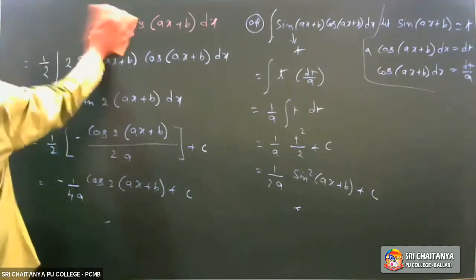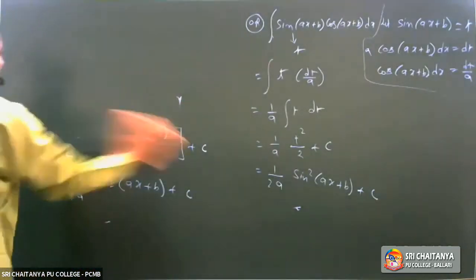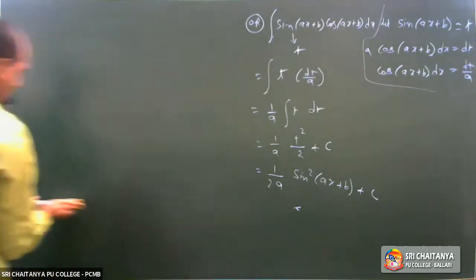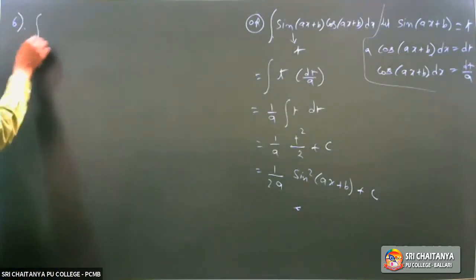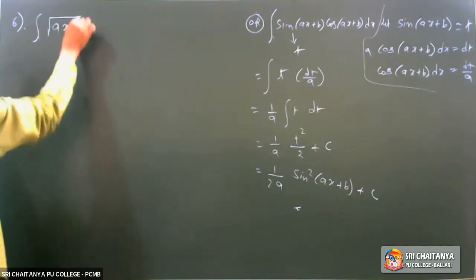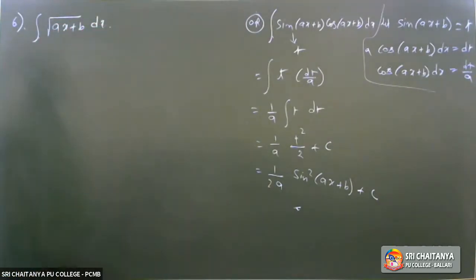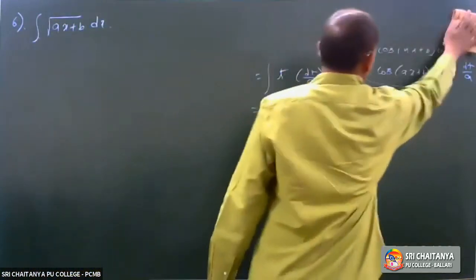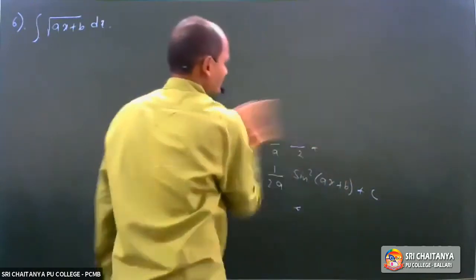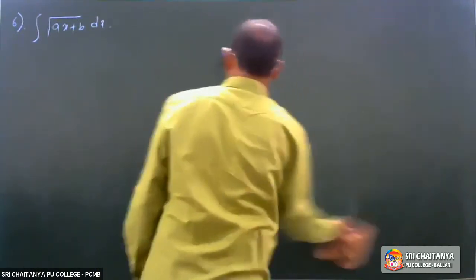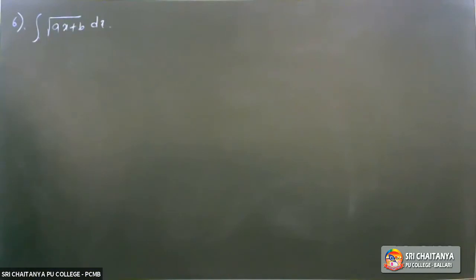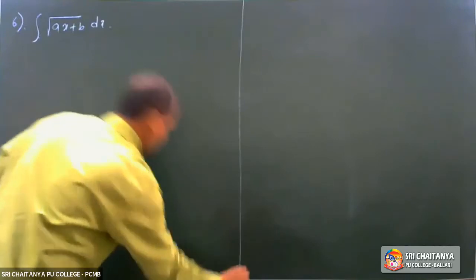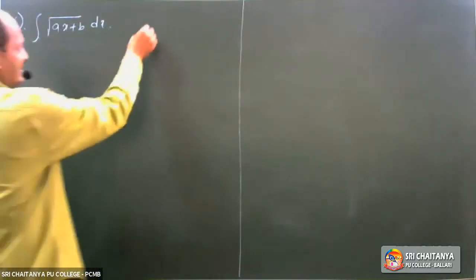Okay. Right. Next, sixth question. Integral of root of ax plus b dx. Here, ax plus b is equal to, consider, t.